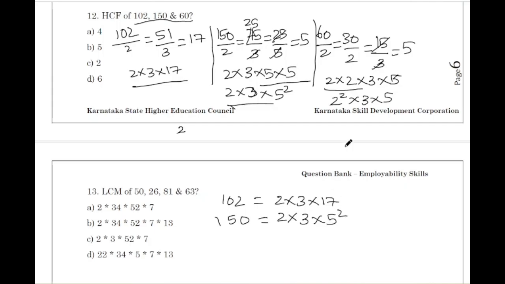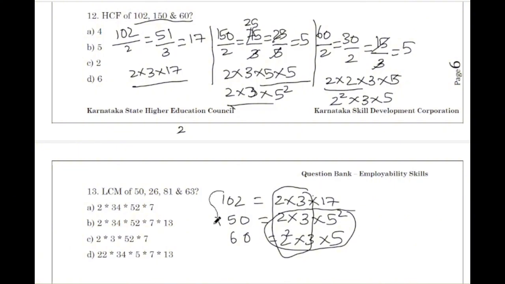And for 60 we have 2 to the power of 2, 3 into 5. Now what's common in all the three? There's something common in all the three, that is 2 into 3. Even 2 into 3 into 5 is common in some of these, but we are looking only for what is common for all the three, that is 2 into 3.